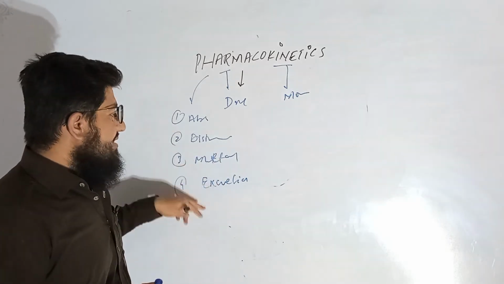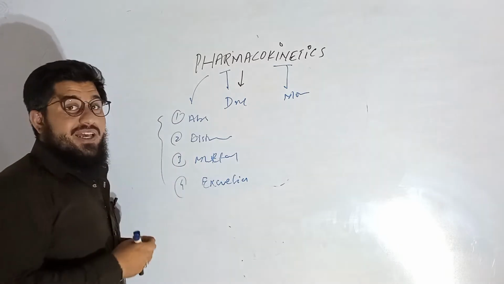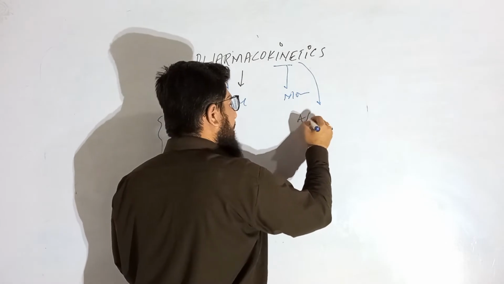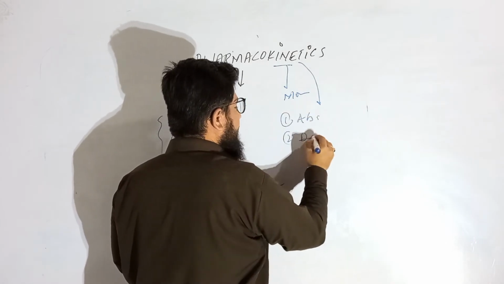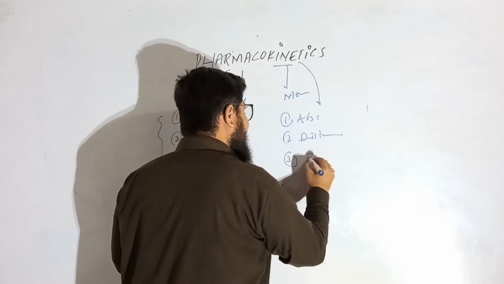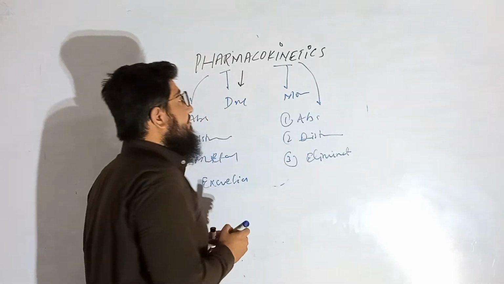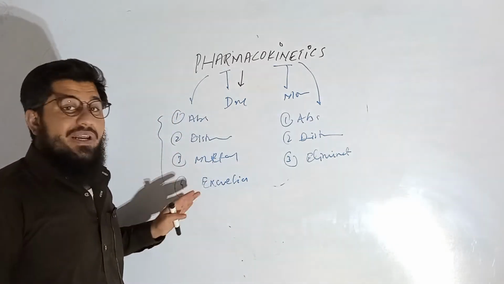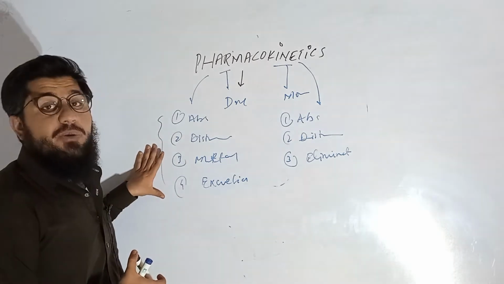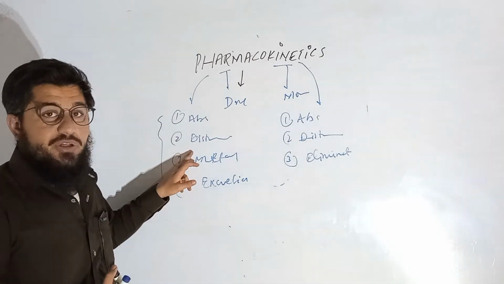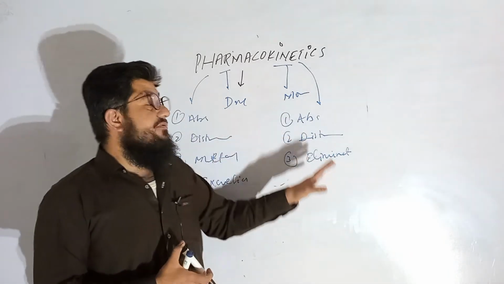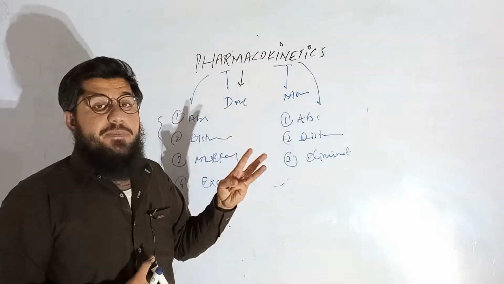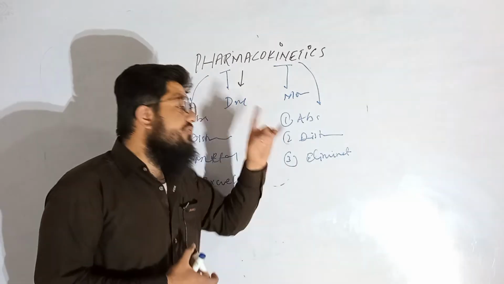This is the correct way to write pharmacokinetics, and another correct way is that pharmacokinetics is the absorption, number one, distribution, number two, elimination, number three. So you can define pharmacokinetics in two ways. In the first way, you will define pharmacokinetics with four points: 1, 2, 3, 4, absorption, distribution, metabolism, and excretion. And in the second way, the second methodology of defining pharmacokinetics is in 3 steps. Number 1, absorption, number 2, distribution, number 3, elimination.